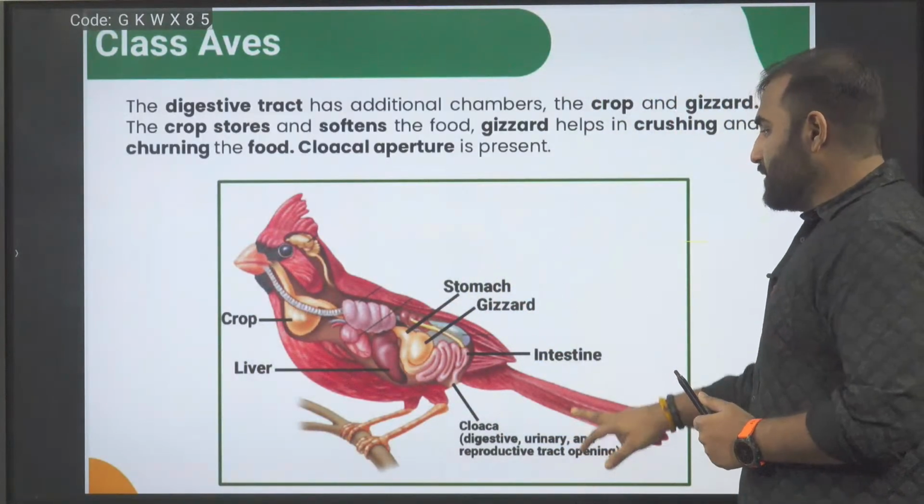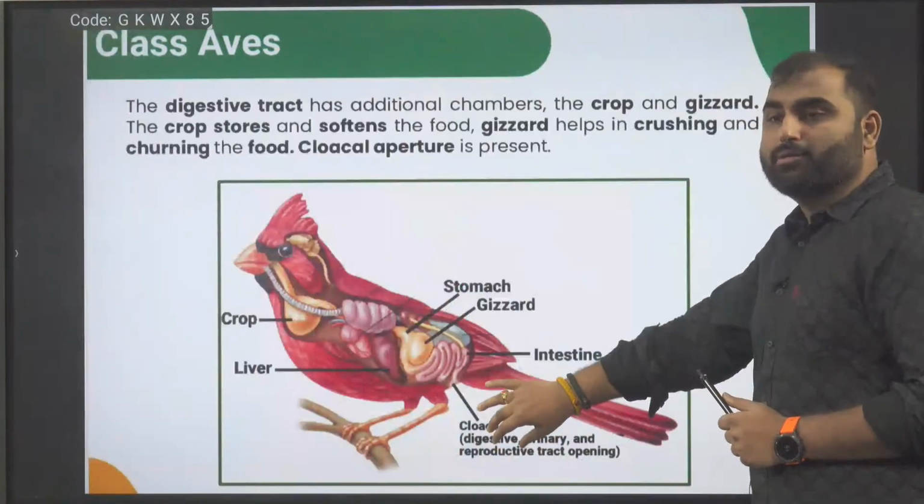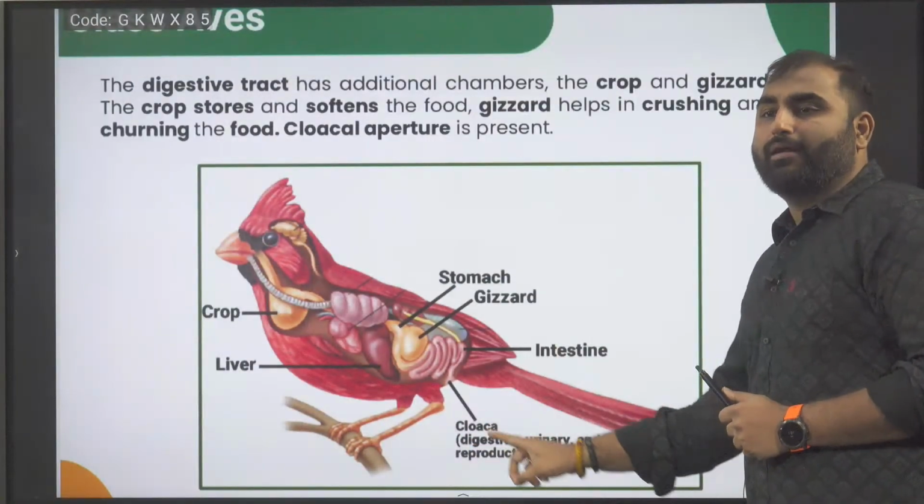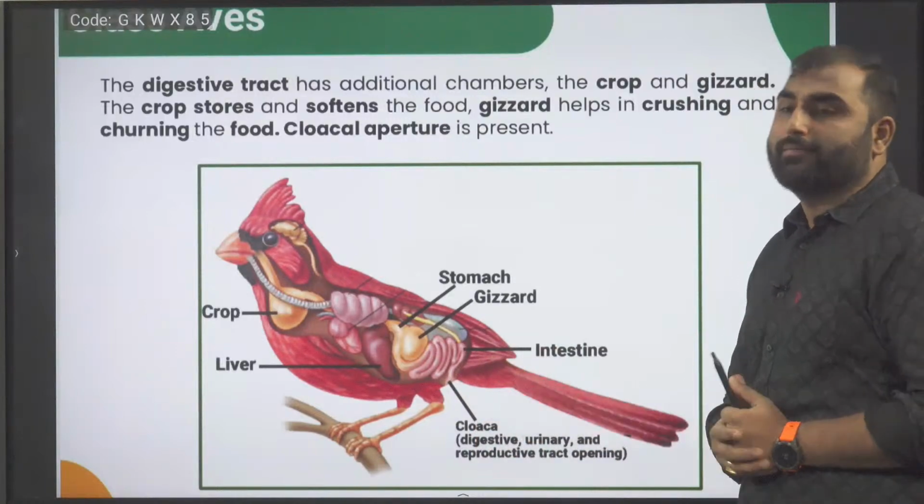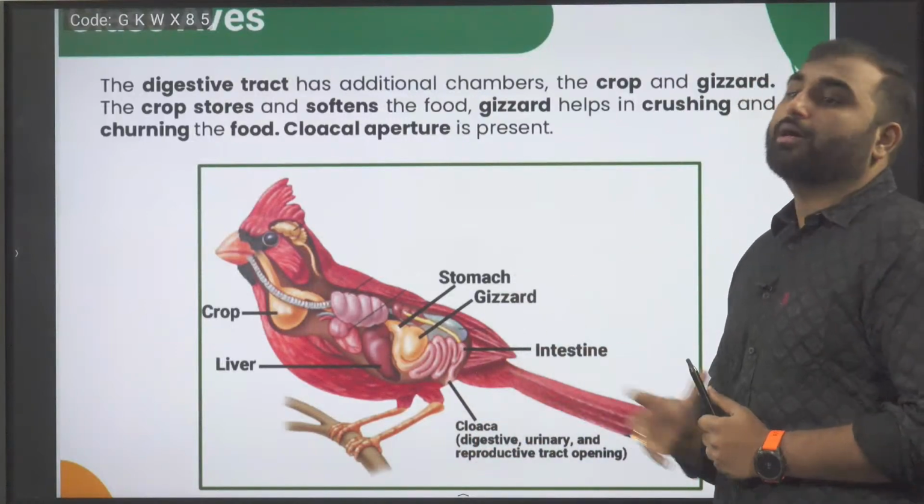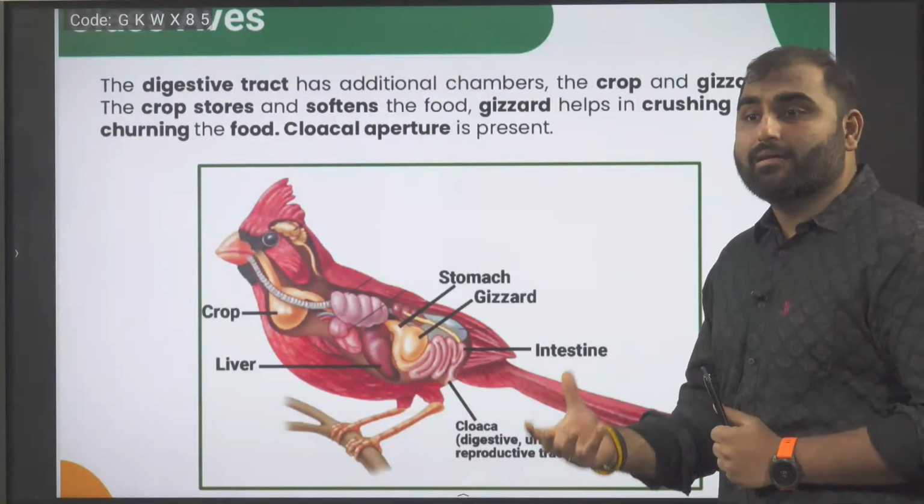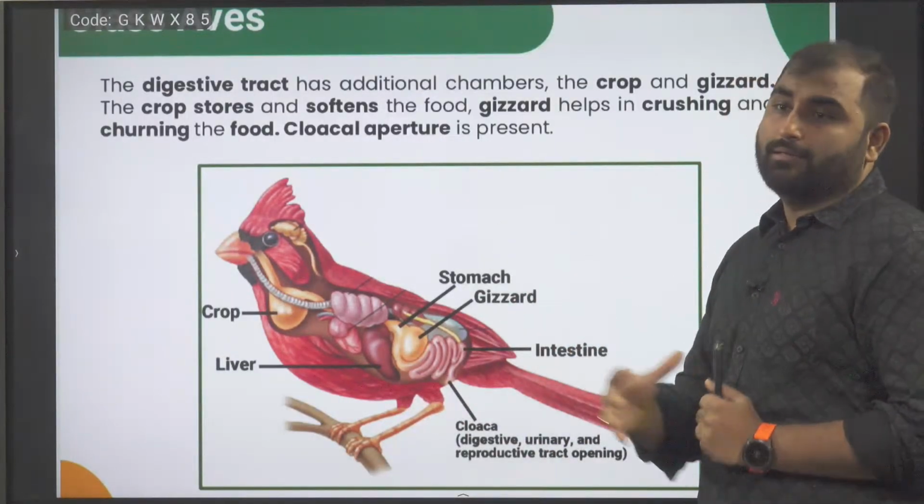Moving ahead. So read here. I have written already in the diagram also. It is mentioned here. Digestive tract, urinary tract, reproductive tract, all open via a single opening. So fecal matter from cloaca, urine, cloaca, eggs release, sperm release, cloaca. Okay.